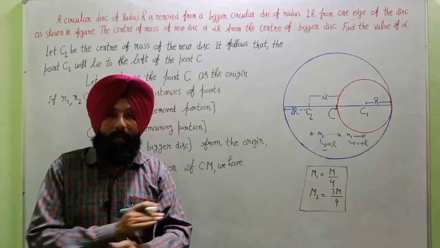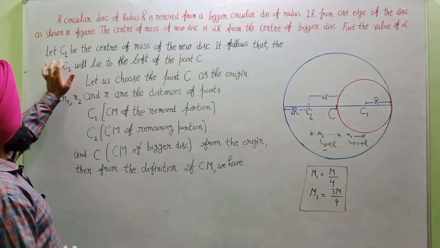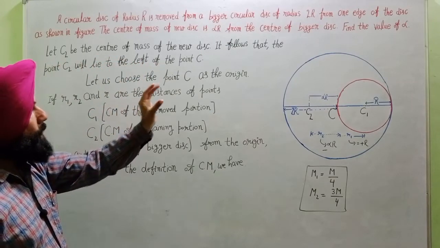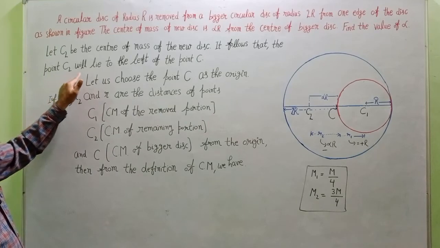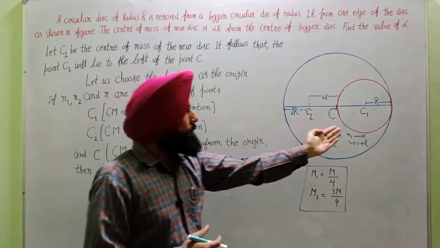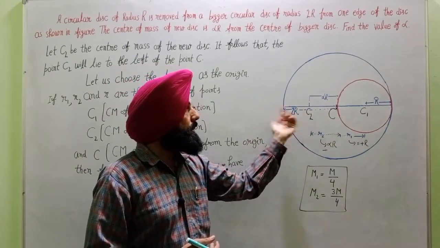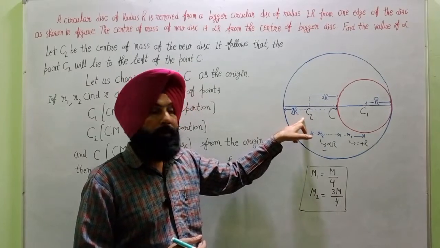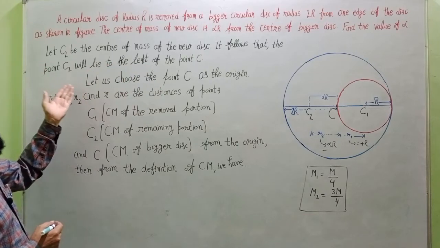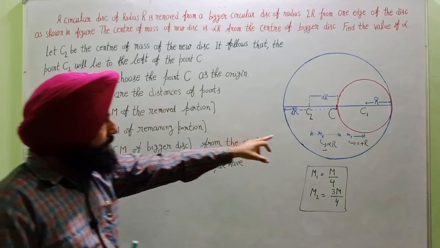Now students, we want to find the value of alpha. Let C2 be the center of mass of the new disk. It follows that the point C2 will lie to the left of point C. After removing the small circular disk, the center of mass shifted towards left. Now it's C2 from center C. Let us choose the point capital C as origin.